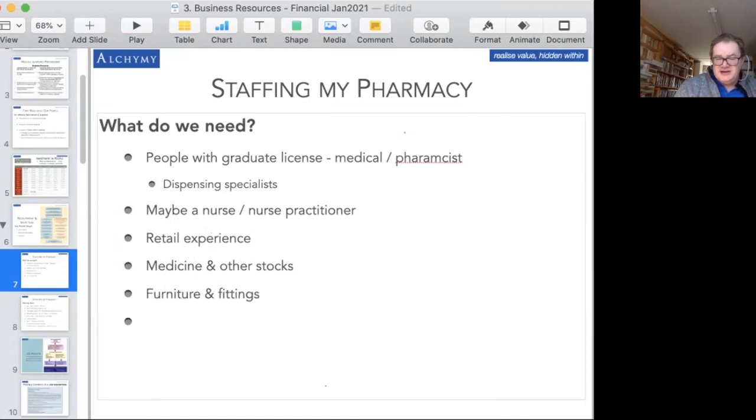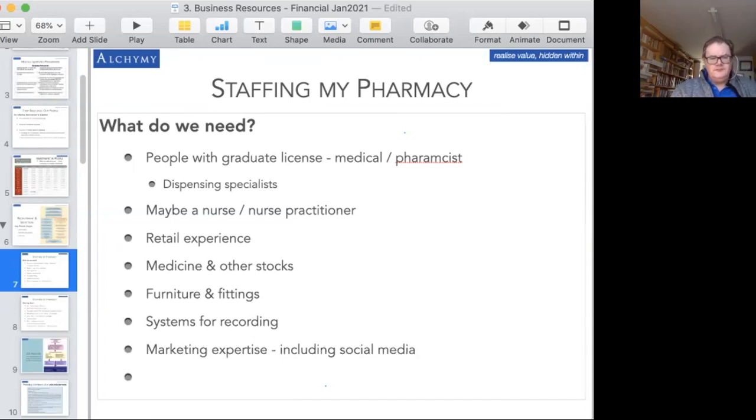And we absolutely need some sort of systems for recording, don't we? I mean, everything has become so information rich, you know, and regulated. We have to be able to show we're giving it the right medicines and so on. And we probably need some marketing expertise, including social media.